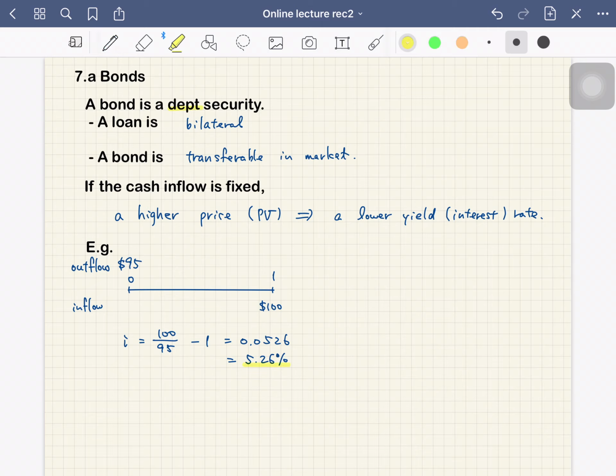Okay, so think about another case where the price is 90 at time zero. In this case, the yield rate is 100 over 90 minus 1, so this is 0.111, so this is 11.1%. So actually, the yield rate is higher. The price is lower, 90 is lower than 95, and the yield rate is higher.